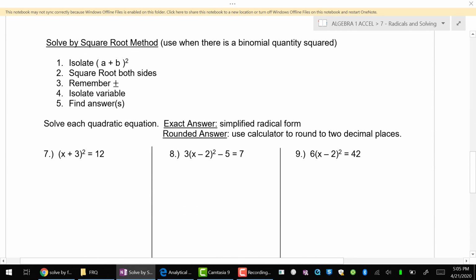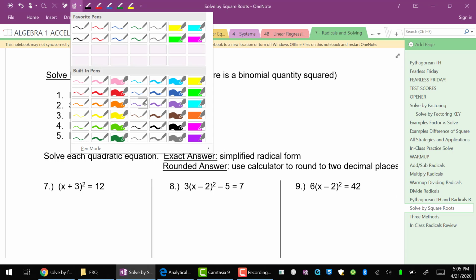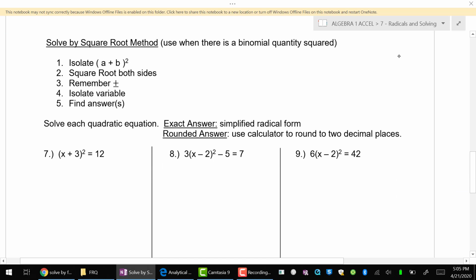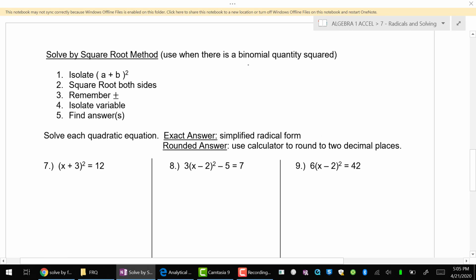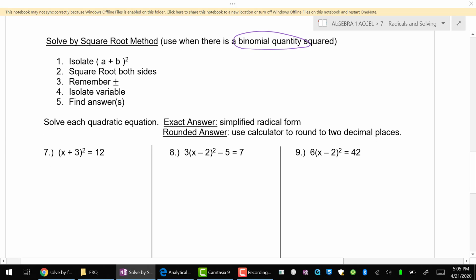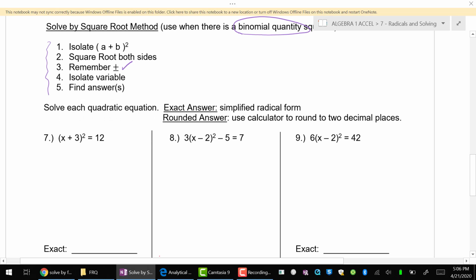Here's where they get a little bit tricky. Take a look with me at a couple more examples here, solving by the square root method, but here we're going to see that there's a binomial quantity that's being squared, not a simple x, not a lone variable, but a binomial that's being squared. Here's a good reminder of the steps. We want to isolate the binomial squared first. We'll square root both sides. Don't forget plus or minus. But after that's finished, we then have to continue isolating the variable to find our solutions at the end.